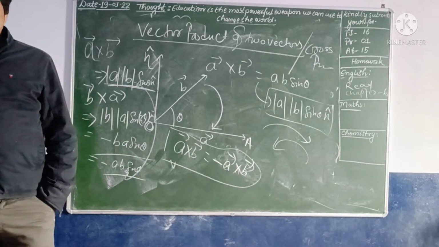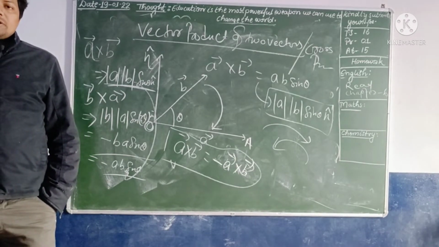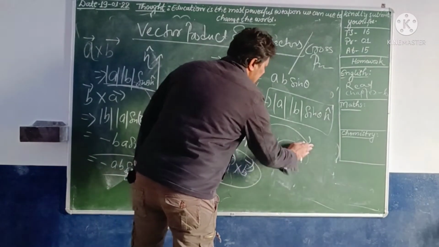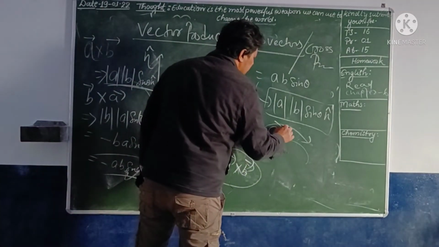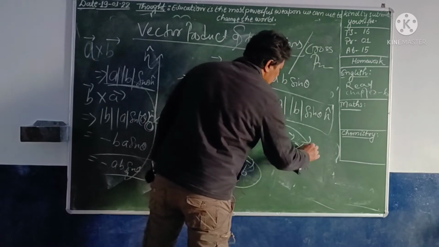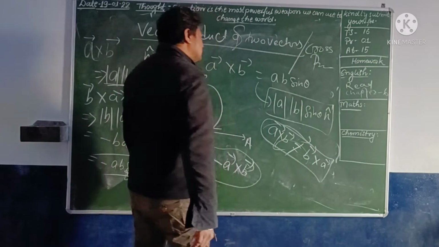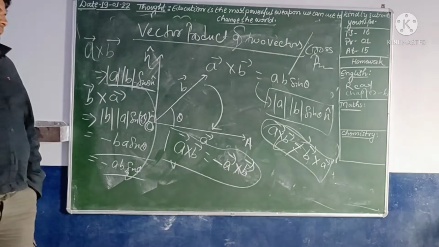So you can say vector product is not commutative. The vector product commutative नहीं है. So simply आप write कर सकते हैं that A cross B not equal to B cross A. Any problem with this one? Clear?